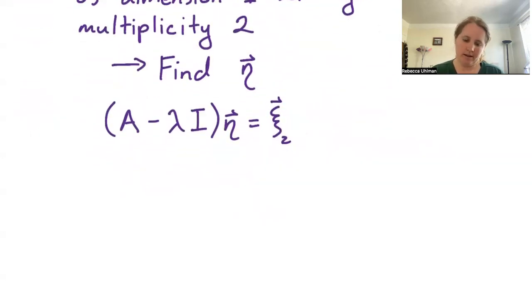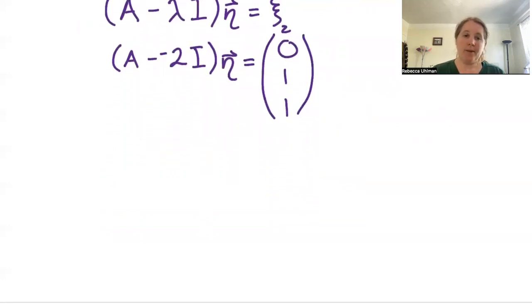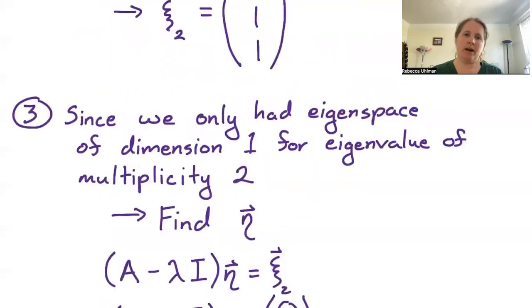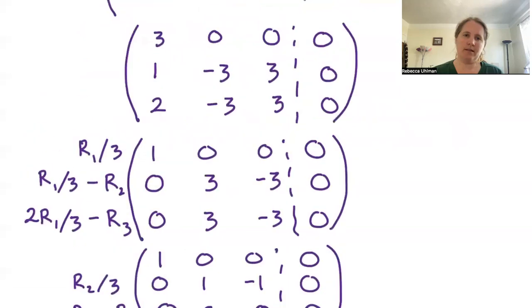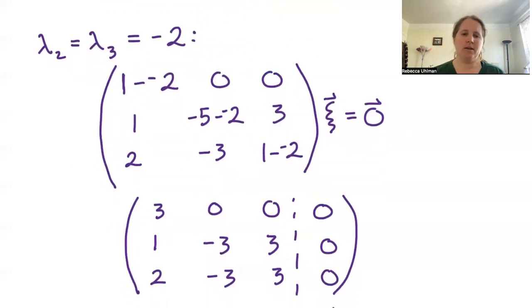So we are looking at A minus -2 times I times our eta should be equal to the vector we just found, which was 0, 1, 1. That A minus -2I we were just working with is precisely the matrix we used for finding the eigenvectors for lambda 2 equaling lambda 3 equals -2.